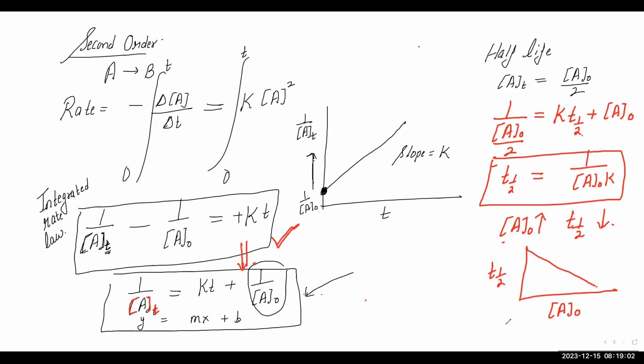So we are done with the integrated rate laws. Now answer my question. If a graph of the concentration of A at any time t versus t is a straight line, what is the order?